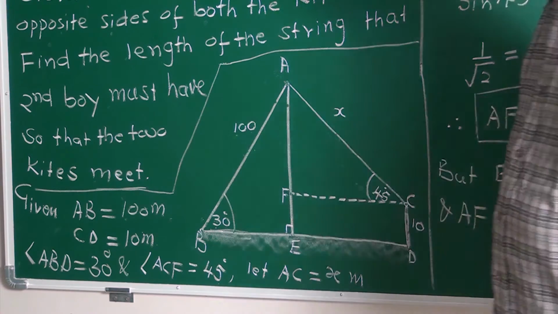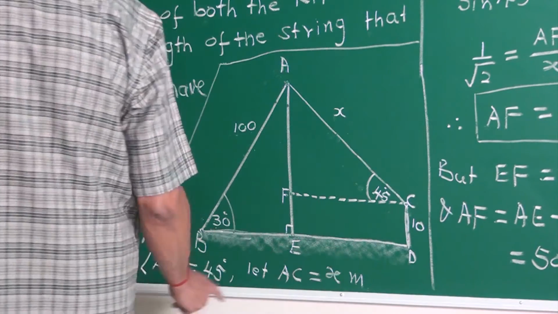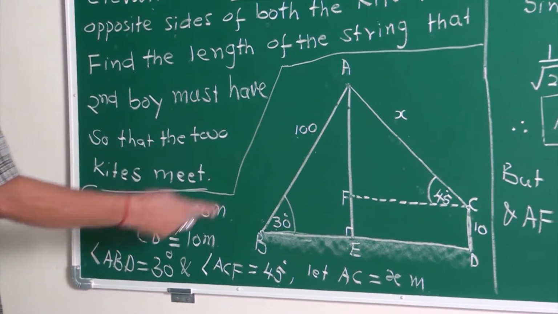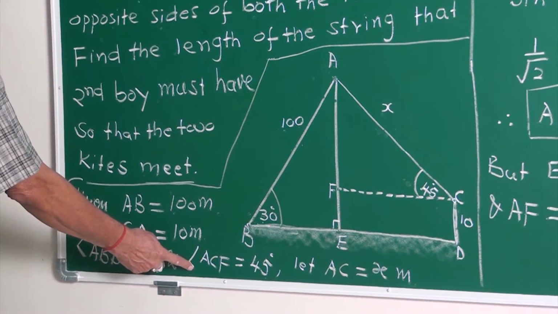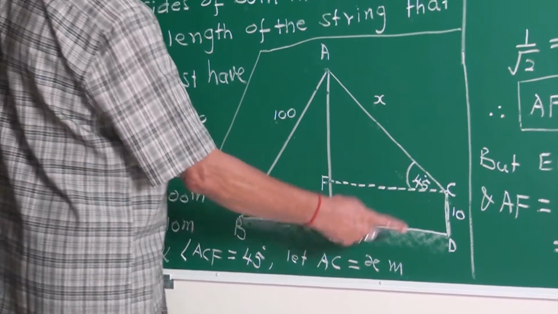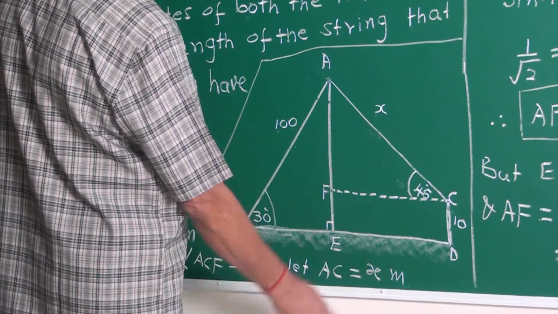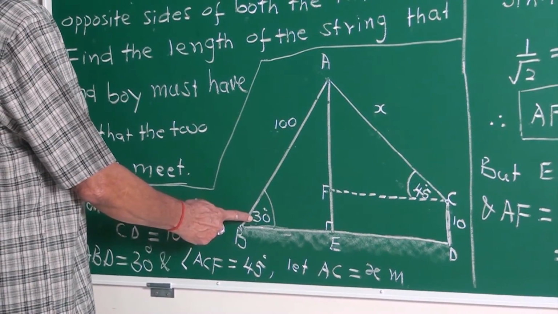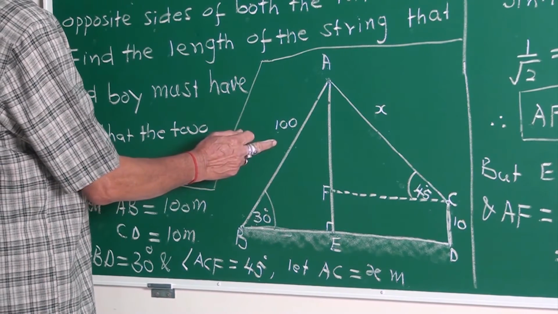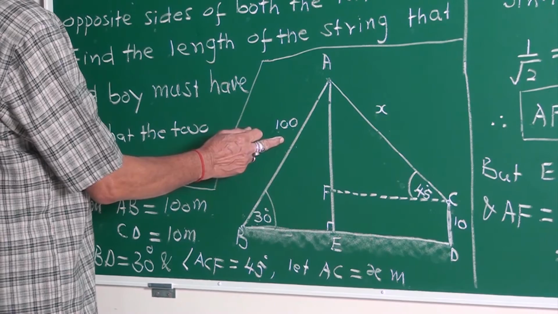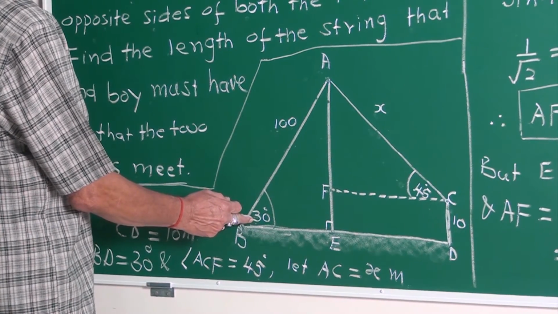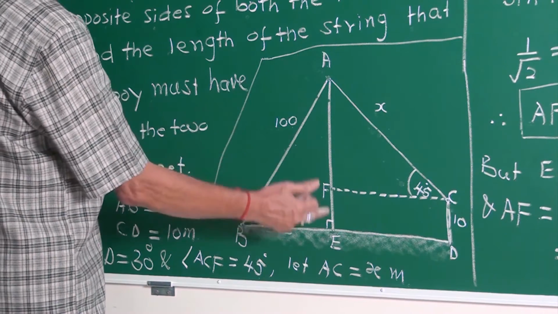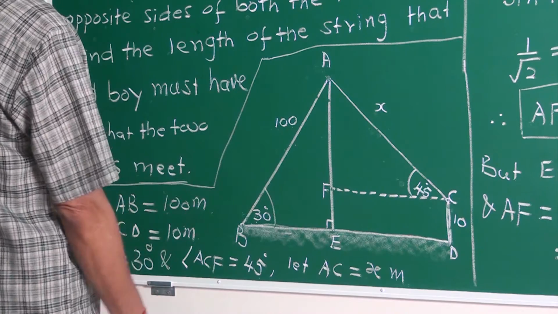First, I have written everything here, my friends. AB is 100 given. CD is 10 given. These are the angles of elevation given. Let AC equal x. Then find the value of x. First, from the triangle ABE: no tan, why? When the hypotenuse is known, instead of tan you have to go for sine. Sine 30 is opposite side AE upon hypotenuse AB.